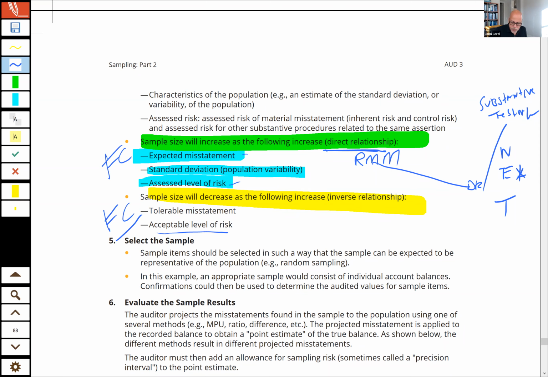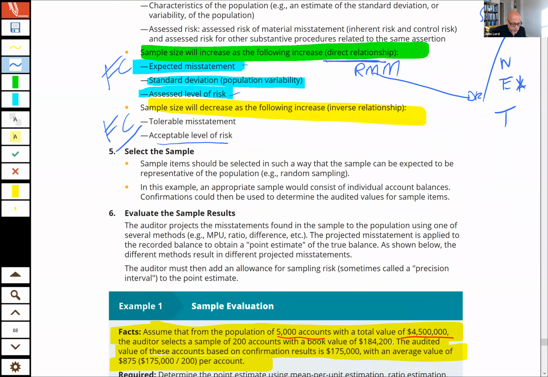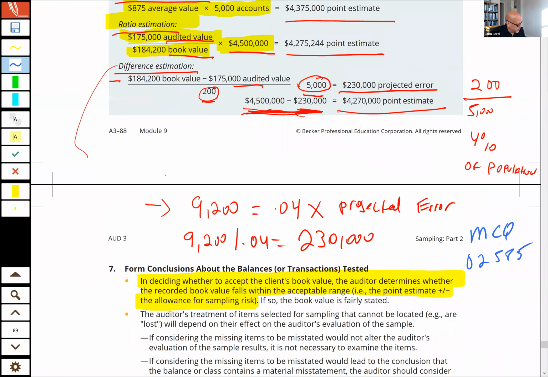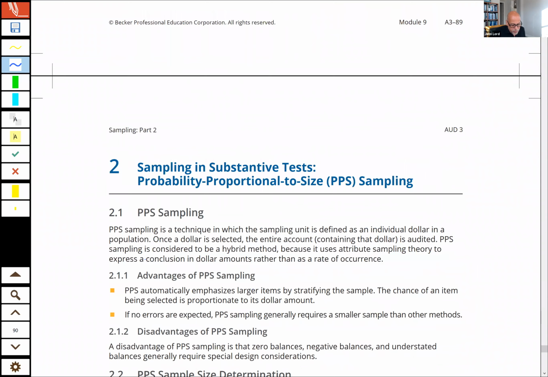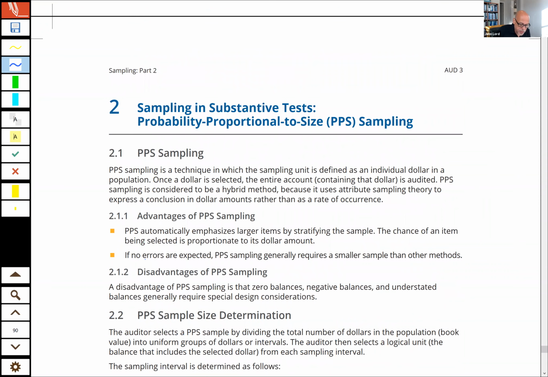All right. Okay, good. Let's go ahead then and turn our attention to PPS. Probability proportion to size is sometimes also called dollar unit sampling. Why would they call probability proportion to size dollar unit sampling? So let's say I have a client and the client has $500,000 of accounts receivable.